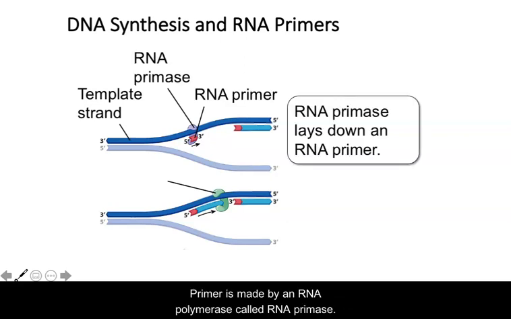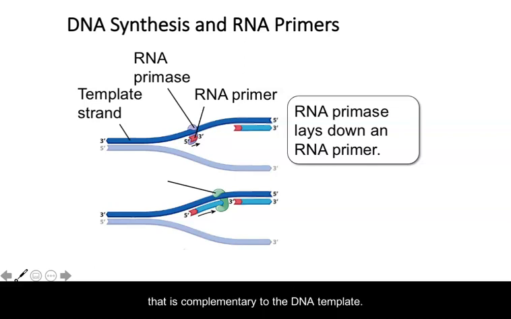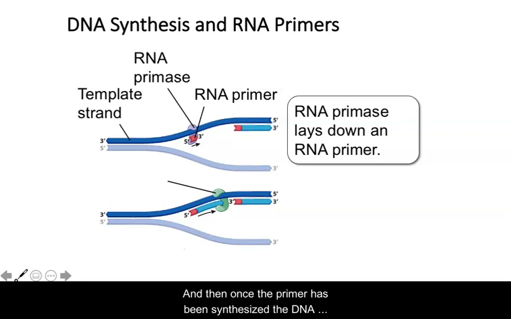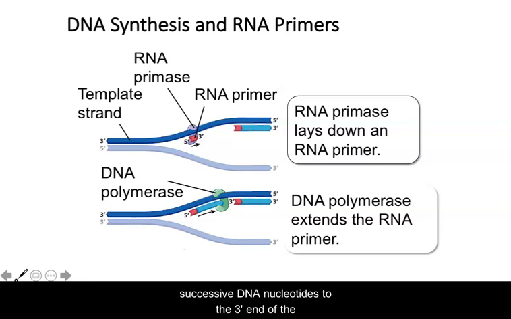So the primer is made by an RNA polymerase called RNA primase. So the RNA primase synthesizes this little short piece of RNA that's complementary to the DNA template. And then once the primer has been synthesized, the DNA polymerase takes over and elongates the primer, adding successive DNA nucleotides to the 3' end of the growing strand.